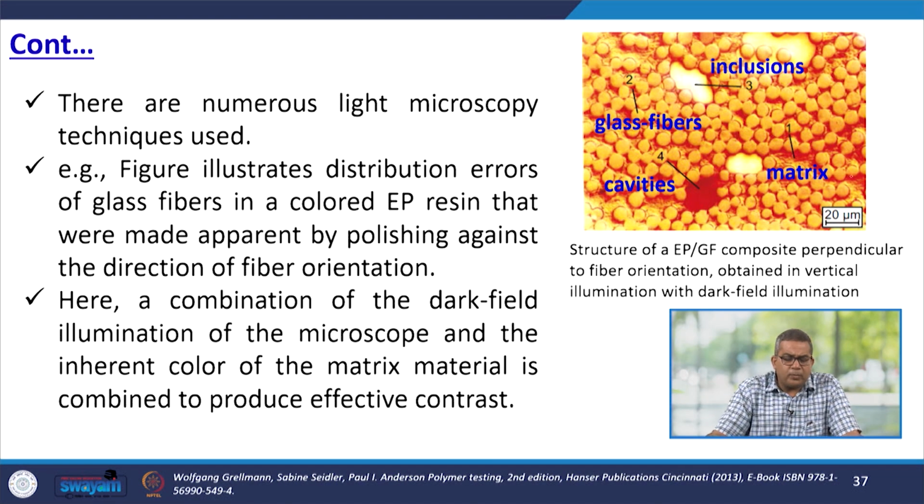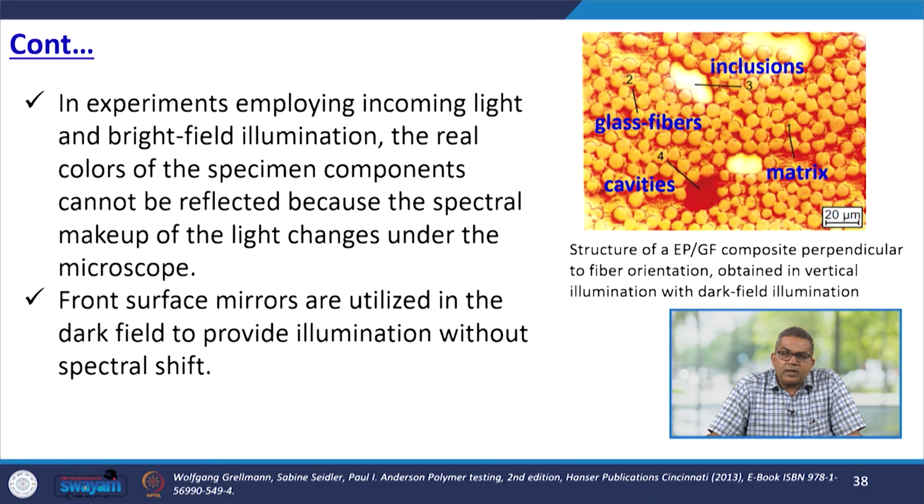There are numerous light microscopy techniques being used. This particular figure illustrates the distribution errors of glass fiber in colored EP resin that were made apparent by polishing against the direction of fiber orientation. You see the glass fibers, the different types of cavities, and this is the matrix. Now here a combination of dark field illumination of the microscope and the inherent color of the matrix material is combined to produce effective contrast. Now in experiments employing incident light and bright field illumination, the real colors of the specimen components cannot be reflected because the spectral makeup of the light changes under the microscope.